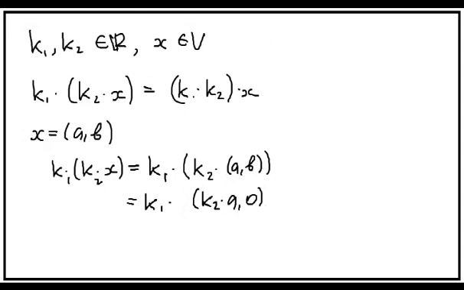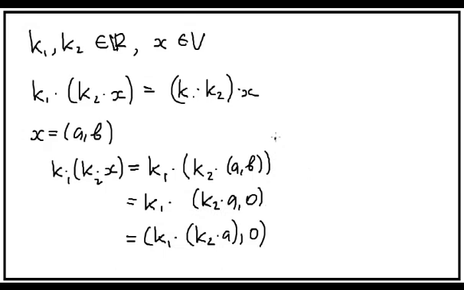And then we apply the rule of scalar multiplication a second time, where now in this case we are working with an ordered pair where the second component is already 0, right? And the first component is some real number, namely k2 times a. So by the rule, we have to multiply that first component by k1 to get k1 times that vector. So it will be k1 times k2 times a, 0.